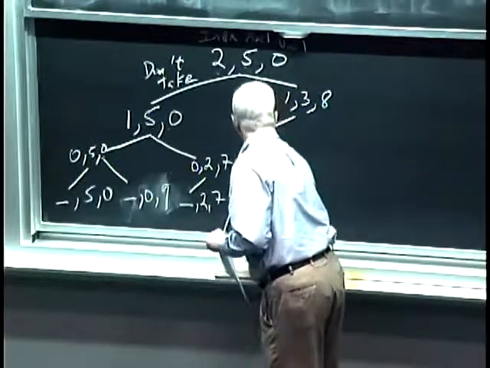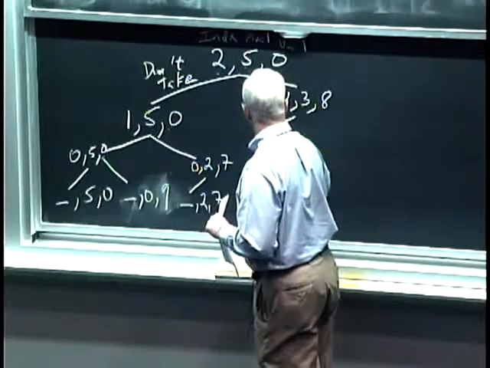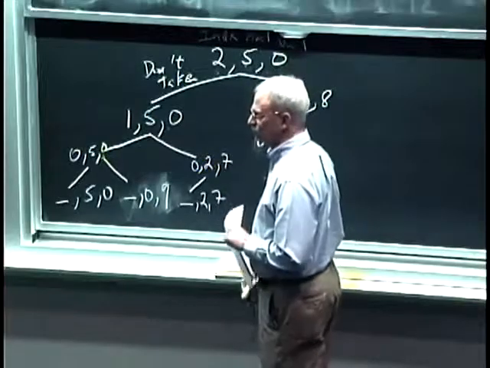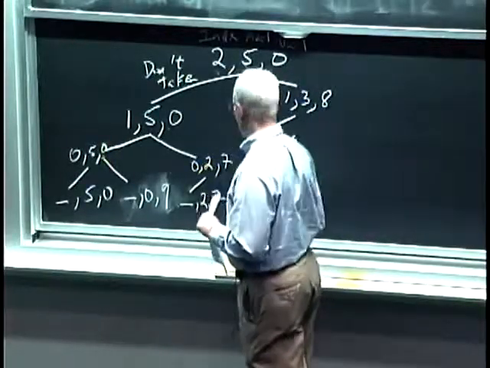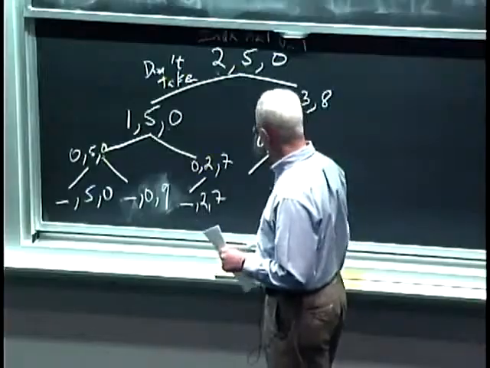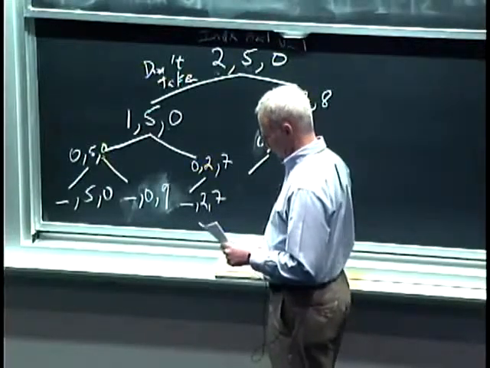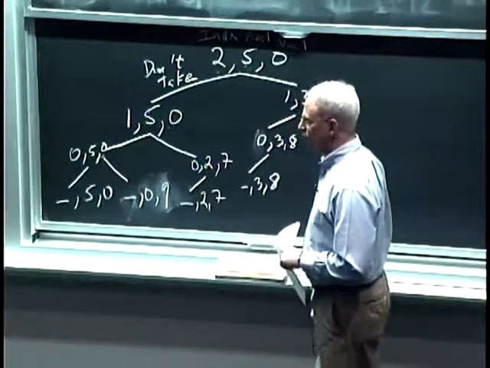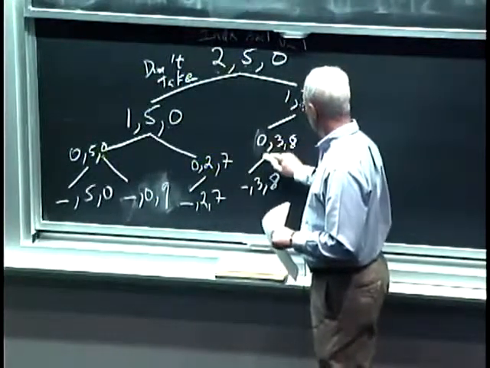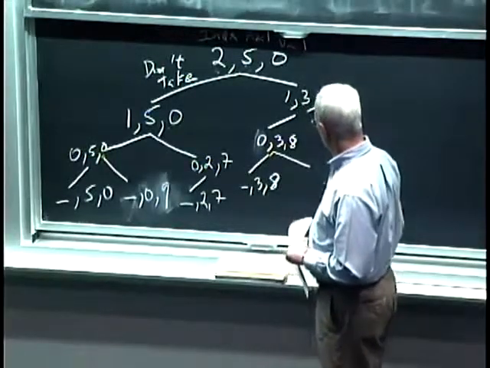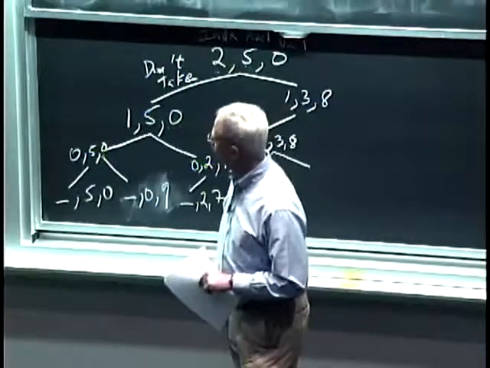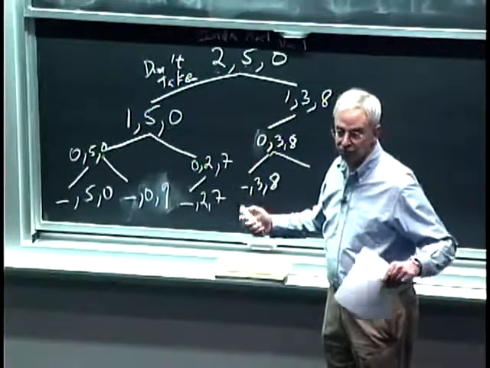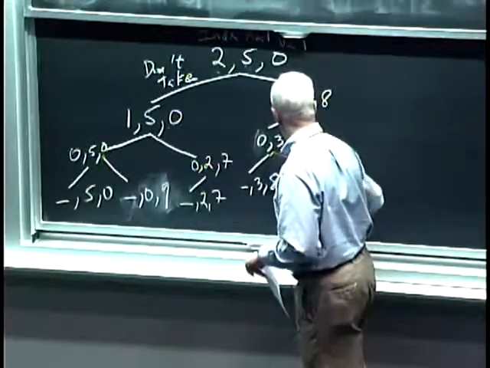Whoop, don't take it. Right, sorry. This is the don't take branch. So I go to 0, 3, 8. And then I can do another don't take branch. And this gets me to what? Minus 3, 8. I'll now back up. And I'll say, all right, suppose I do take item 0. Well, I can't take item 0, right? Weighs too much. So don't have that branch.